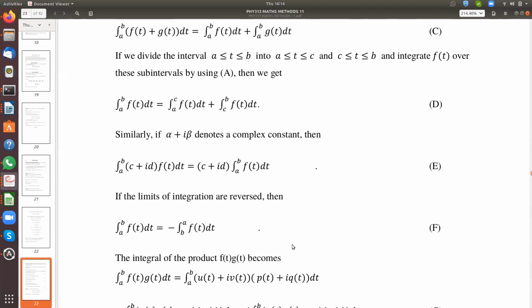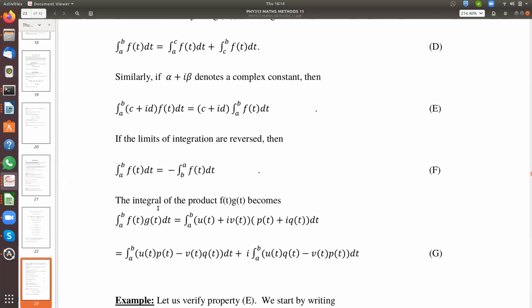So if the limits of integration are reversed, that is, you are looking at the negative part of it now, it's still the same. The integral of this will give you minus the integral from b to a of f of t dt. What has happened here is that initially we moved from a to b. Let's assume that we are moving from b to a now. It's just like multiplying by a negative sign. That is what this expression implies.